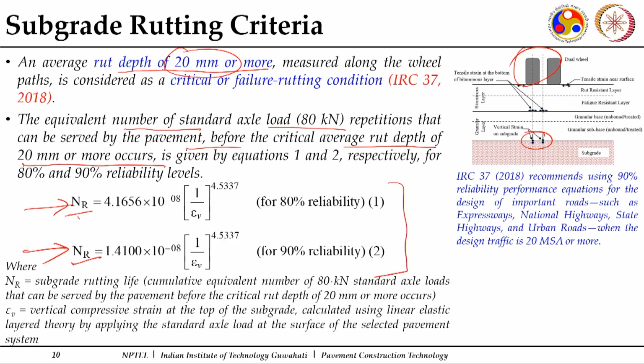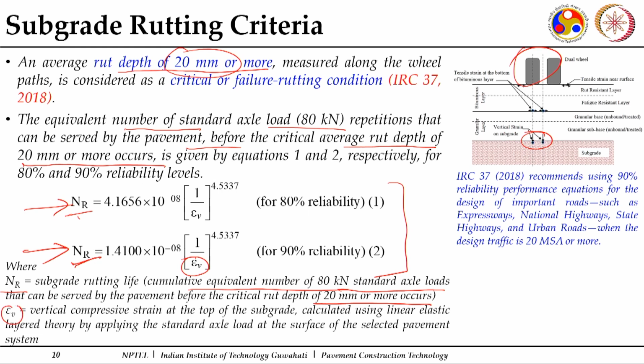and that is given by these two equations. These equations have two parameters, epsilon V and NR. NR is the subgrade rutting life, that is, the cumulative equivalent number of 80 kN standard axle loads that can be served by this particular pavement before the critical rut depth of 20 mm or more occurs. So, it can take this many repetitions of the design load until 20 mm of rut depth occurs.